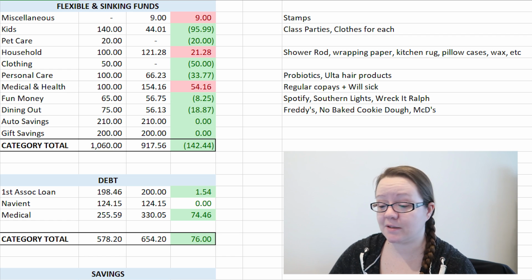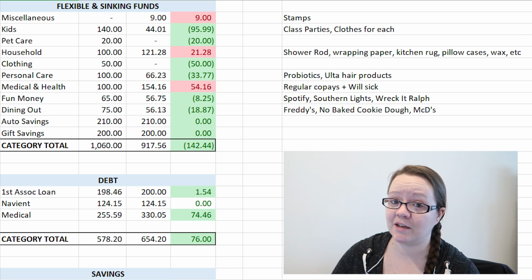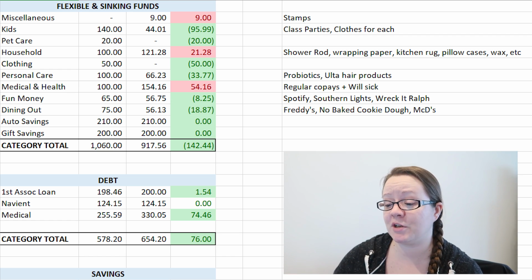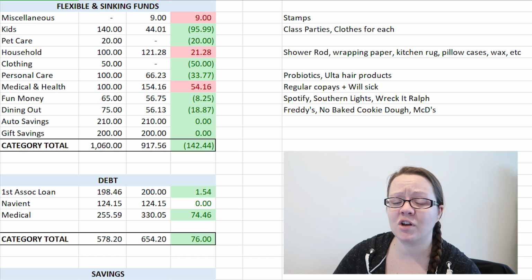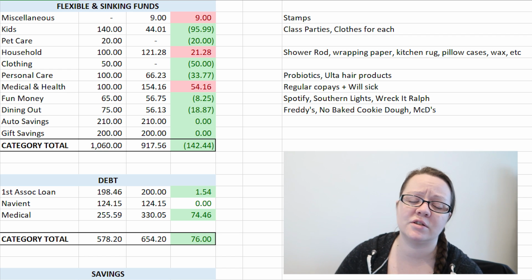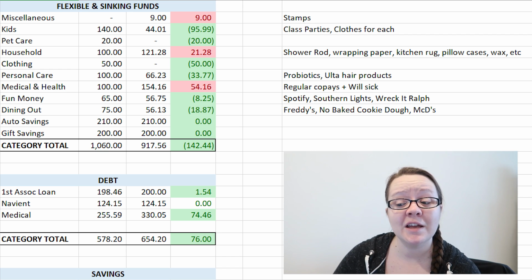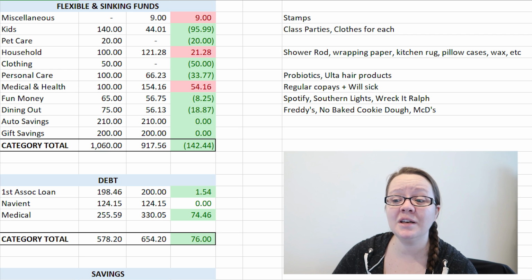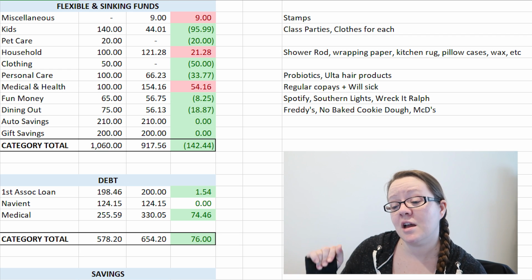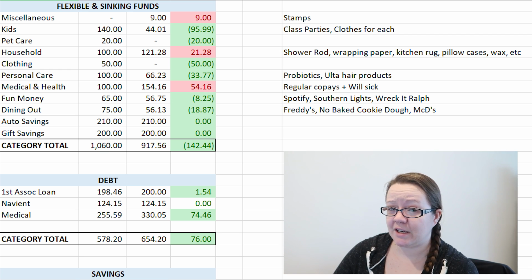Anyway, gift savings. That amount's going to increase in 2019. You'll see on January's budget. We have a very large family, so that covers all of our birthday giving, all of our Christmas giving, anniversaries, Easter, Valentine's Day, you name it. If we're giving gifts to anyone, including immediate family, it comes out of that category. We have 13 nieces and nephews.